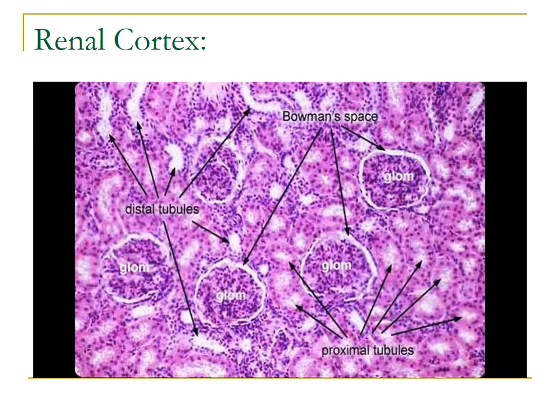So this is a photomicrograph showing you the renal cortex, and the renal cortex is always characterized by the presence of the renal corpuscles, which constitute the glomerulus and the Bowman's capsule. The proximal tubules and the distal tubules can also be appreciated in this cortical portion of the kidney.